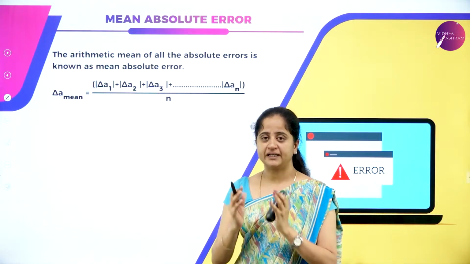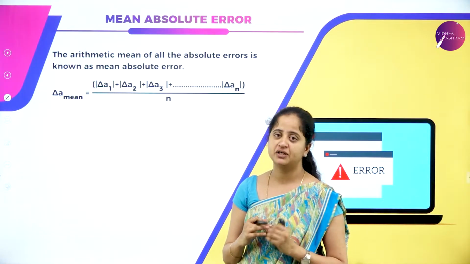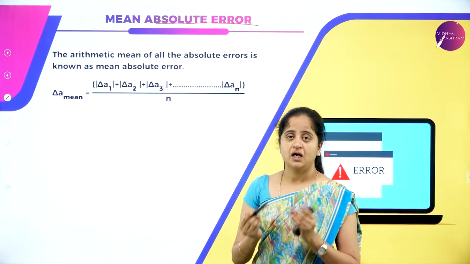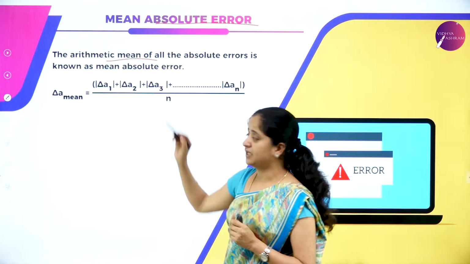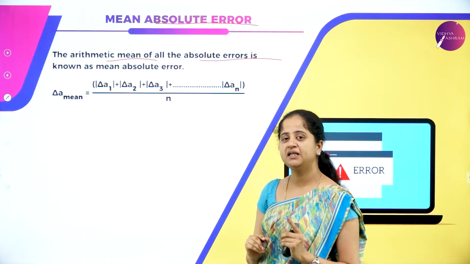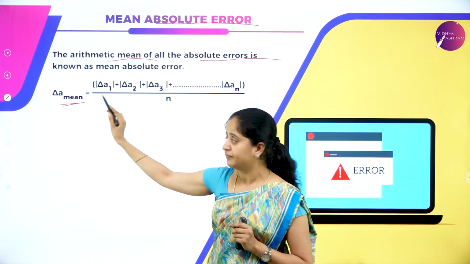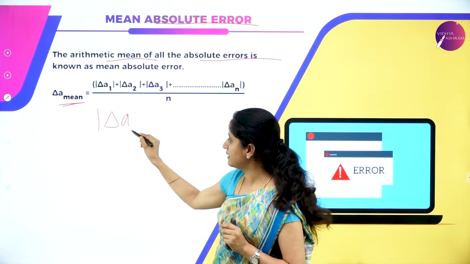Now after getting the absolute errors of each and every individual quantity, we have to find the mean absolute error. How to find the mean absolute error? It is nothing but the arithmetic mean, or the average, of all the absolute errors, and it is called the mean absolute error. It is delta A mean, which is equal to, here you can observe we are writing the magnitude of absolute errors.